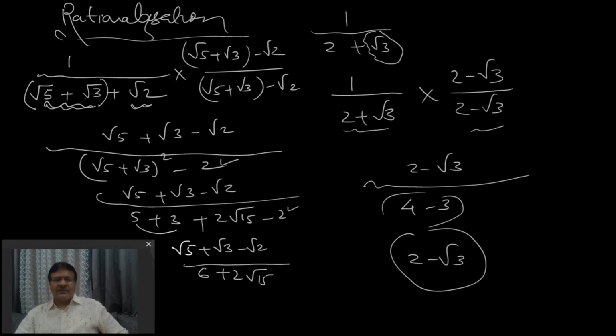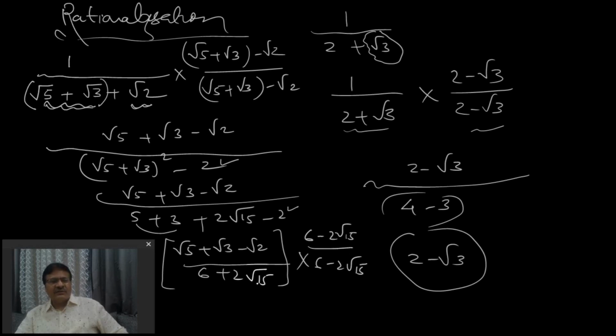Yes guys. Now this is the question of double rationalization. Here again we observe an irrational part in the denominator. So again we have to multiply this way: 6 minus 2 root 15 divided by 6 minus 2 root 15. Now in the next step the problem will be solved. So a plus b and a minus b give a square minus b square. 6 square is 36 minus 2 square into 15, that is 4 into 15, which is 60.